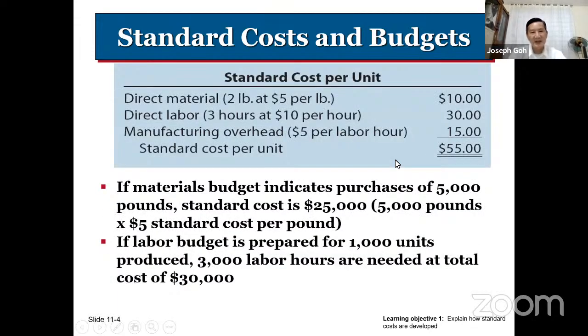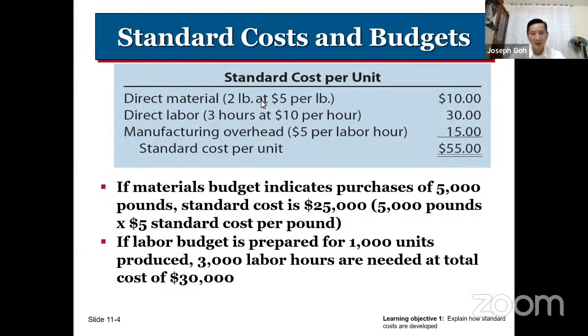So you can see in this example, standard cost and budget. You can see the standard cost per unit. In this example, just to brief you on the main difference between the standard cost and the budget. The direct material is 2 pounds at $5 per pound, so it's 2 times 5. Simple, that's the material used.